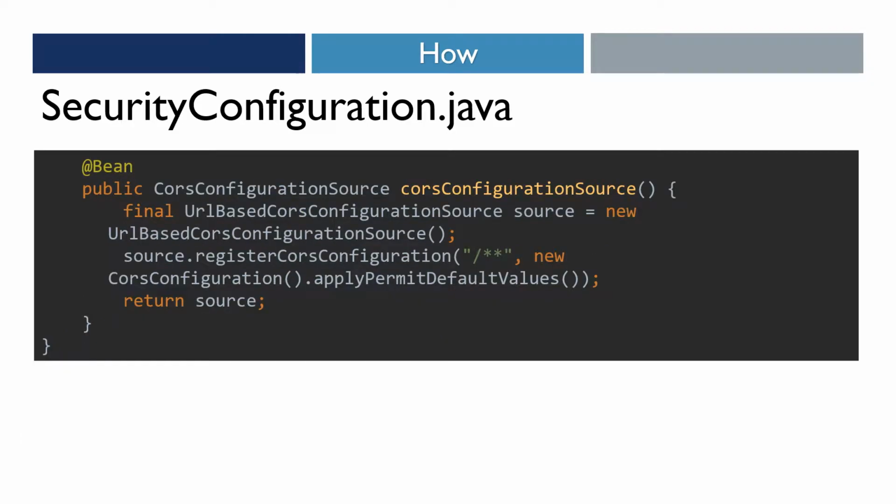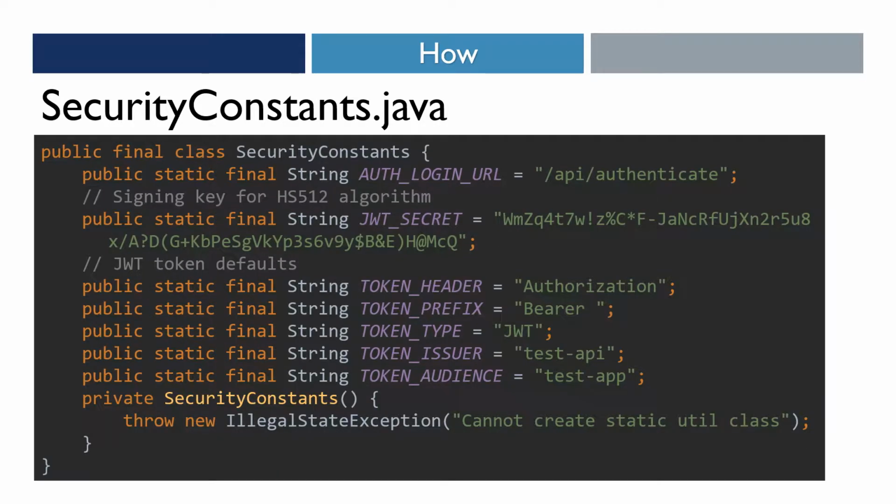Set up CORS configuration. Cross-origin resource sharing or CORS is a mechanism that allows restricted resources on a web page to be requested from another domain outside the domain from which the first resource was served. Define reusable constants and defaults for generation and validation of JWTs. In production, do not hardcode the JWT signing key into your application code, instead use an environment variable or properties file.